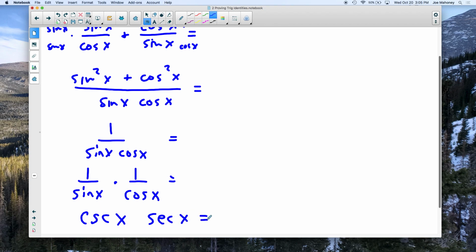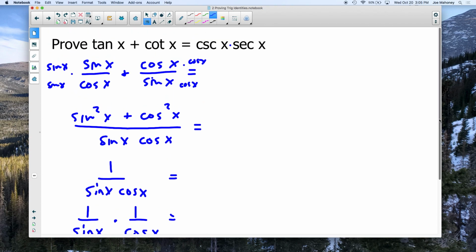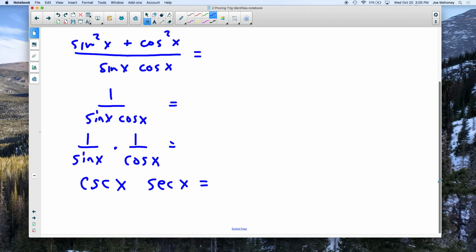And the way I like to finish it up is I've shown that the left side can be expressed as the right side. So I'm going to rewrite it here. Cosecant x, secant x. Maybe we do a QED to show that we're done. I'll put a happy face because I'm happy now.